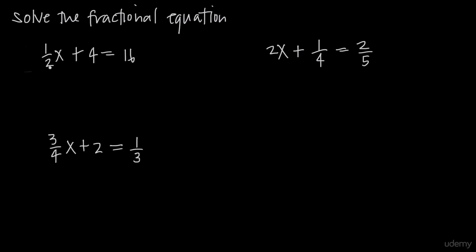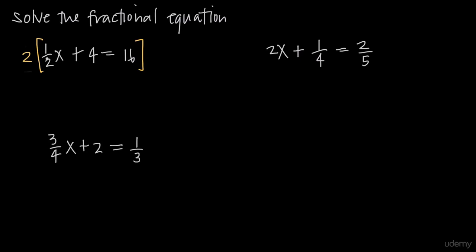Well, when we have only one fraction, we just multiply the entire equation by whatever's in the denominator of that fraction. So in this case, the denominator is equal to 2. So what we want to do is multiply this entire equation by 2. And what that means is that we're going to have to multiply every term on the left by 2 and every term on the right by 2.